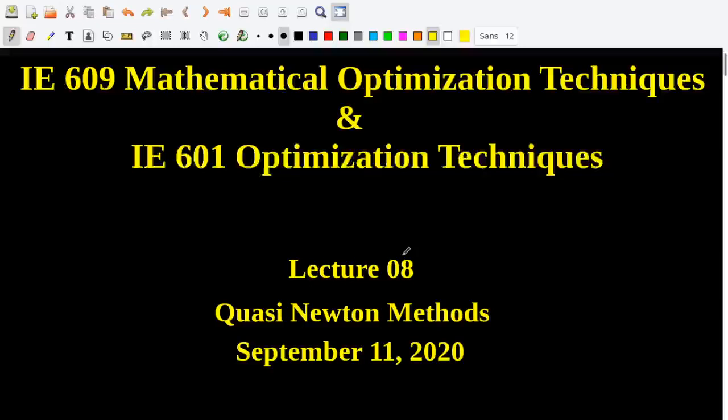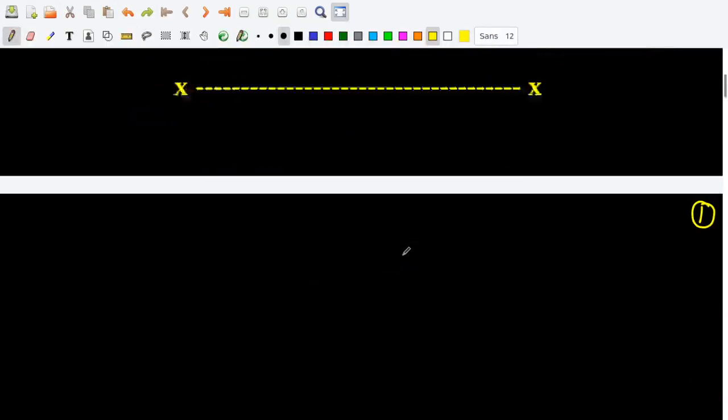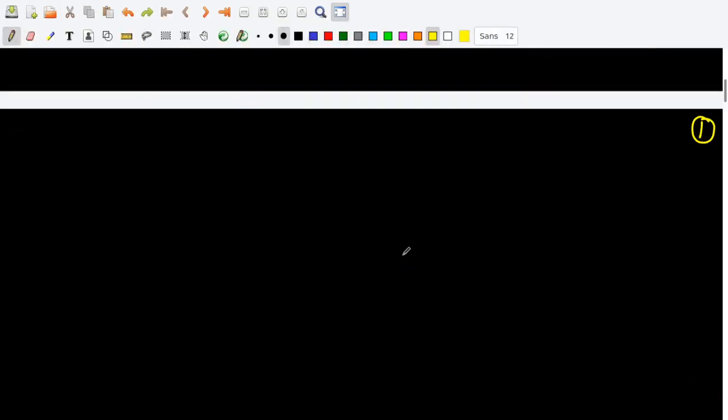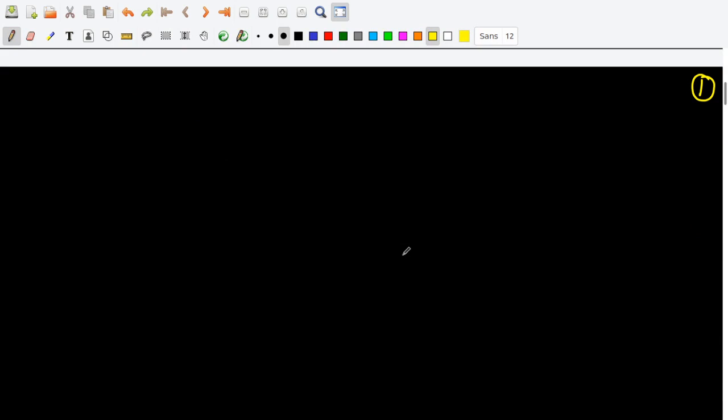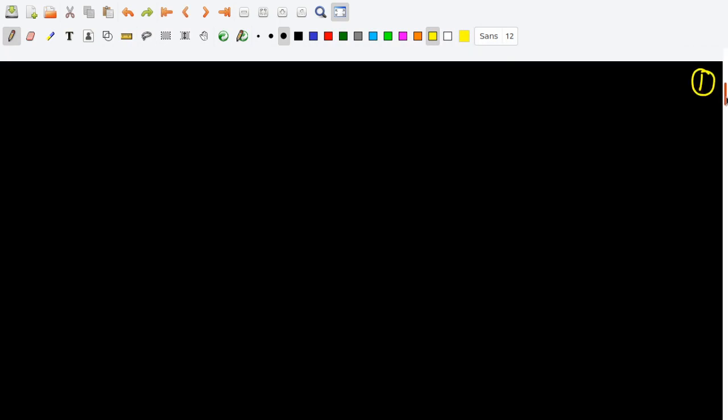Hello everyone. Today we will continue discussion on Quasi-Newton methods from lecture 7 onwards. Recall that these methods are motivated by the speed of Newton's method, which shows quadratic convergence when it converges. But in general, Newton's method does not always converge.